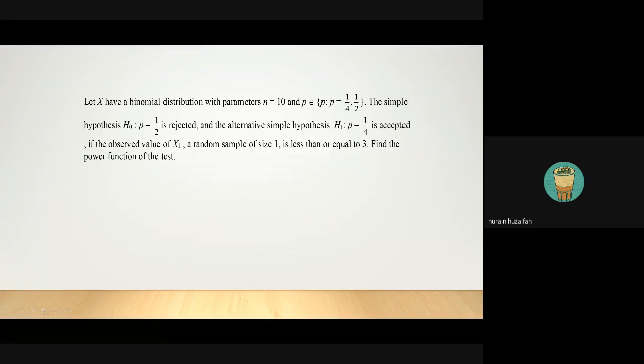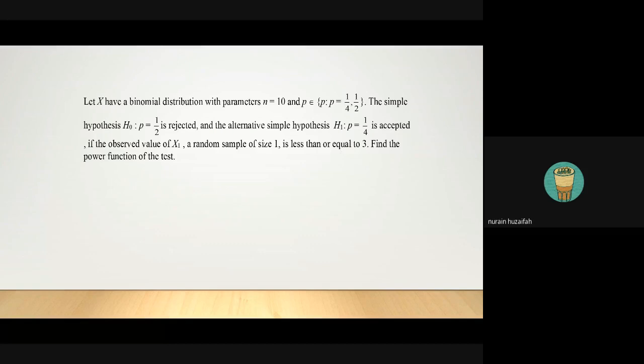If our observed value of X1, a random sample of size 1, is less than or equal to 3. So that means your rejection region is probability X1 less than or equal to 3.